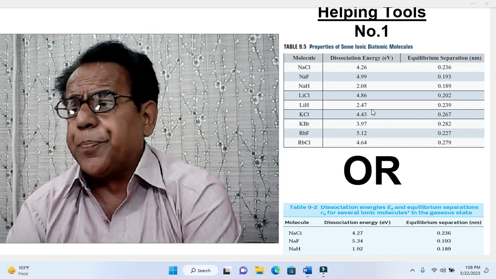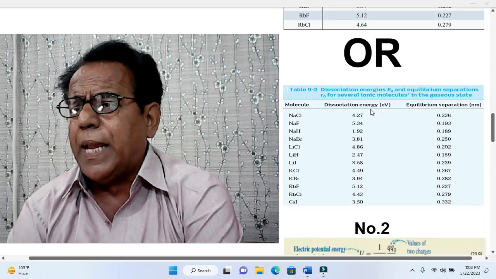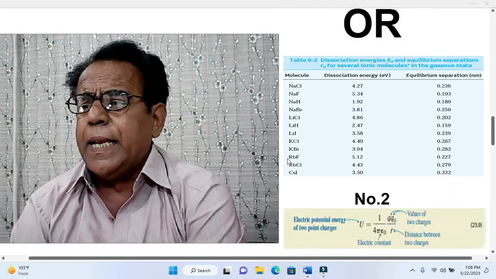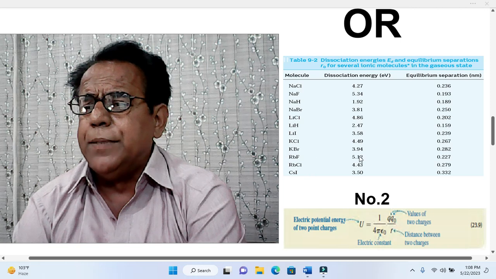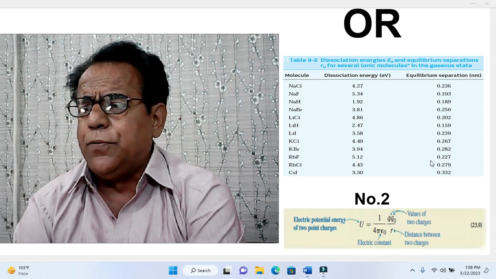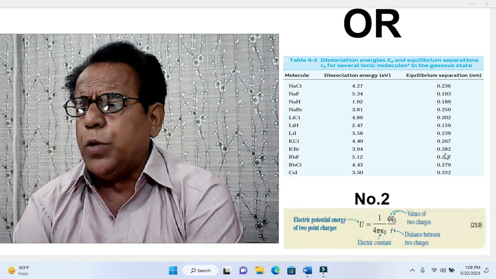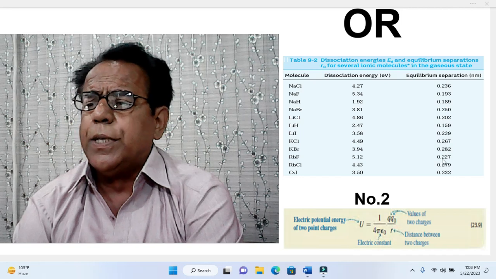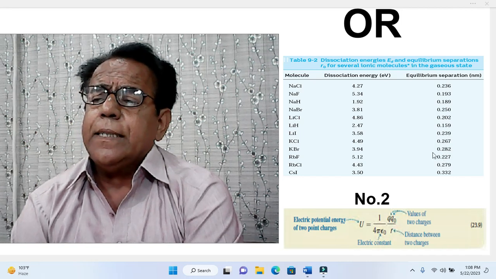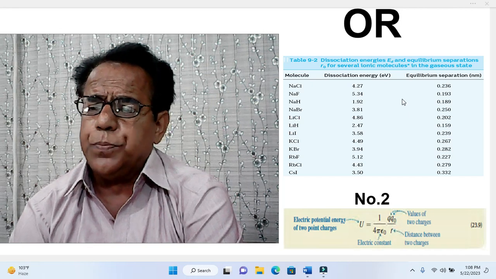An alternate version of this tool is given next, and here once again KBr, potassium bromide, has dissociation energy 3.94 and equilibrium separation 0.282 nanometer. We will take this value. This value is our concerned value.